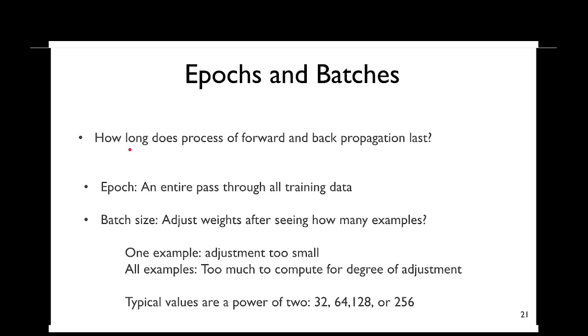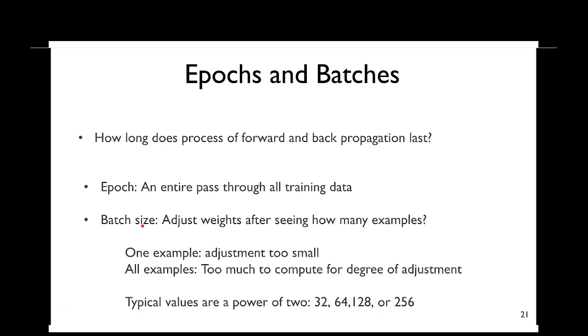So let's assume we have this training data and we adjust the weights of the neural network, and then we denote an entire pass through all of the training data as an epoch. And typically we can run trainings for several epochs. And the question is, after seeing how many examples, we adjust the weights. Do we see one example and we immediately adjust all the weights, which is quite a bit of work? Or do we look at a couple of examples and only then adjust the weights?